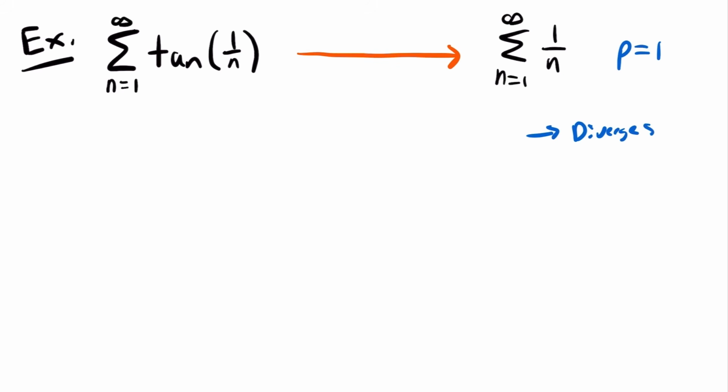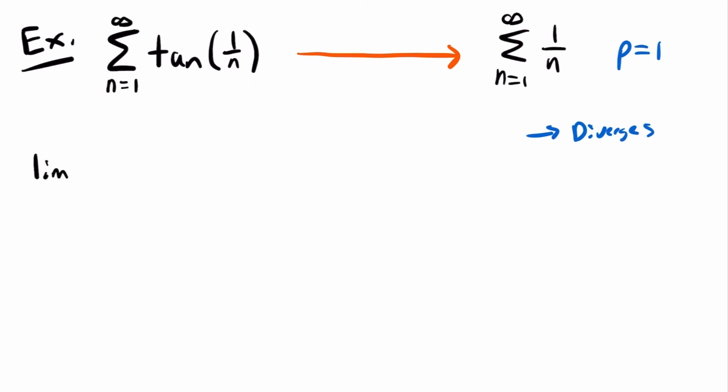And so if I can show that the limit as n approaches infinity of tangent of 1 divided by n divided by 1 divided by n is equal to a finite value, then I can make the conclusion that this series also diverges. And if I can't show that that limit is equal to a finite value, then I will have to choose a different series to compare to this series. But let's try this out.